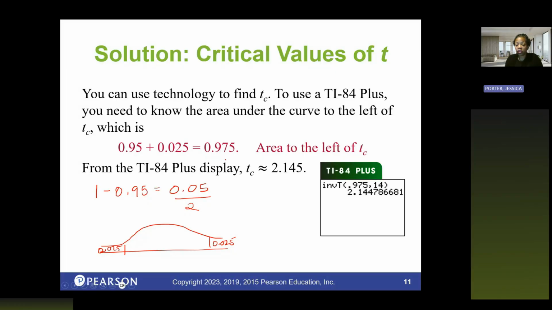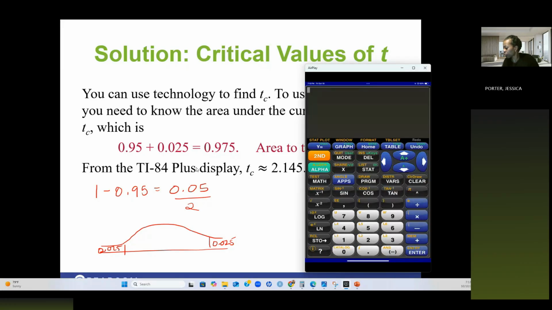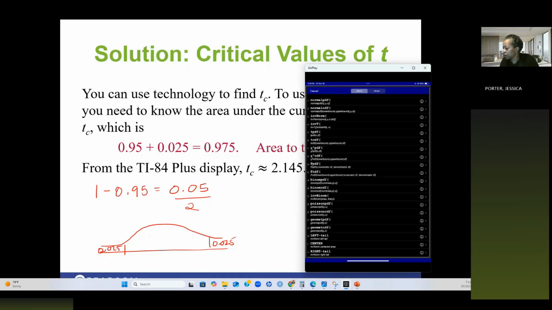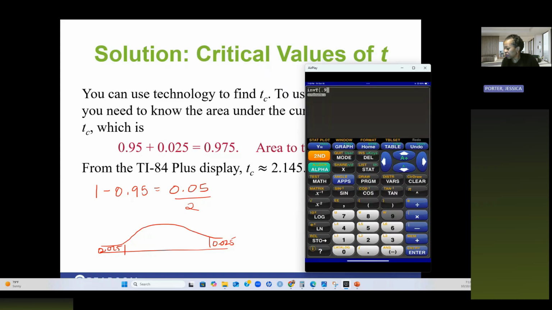So then you do inverse T. So let's look at the calculator here. So second VARS, inverse T, which is option 4, 0.975, and 14, which was my degrees of freedom. And you get the 2.145. So to find your T critical in the TI-84, you're going to use inverse T from the VARS menu, second VARS, which is the distribution window.